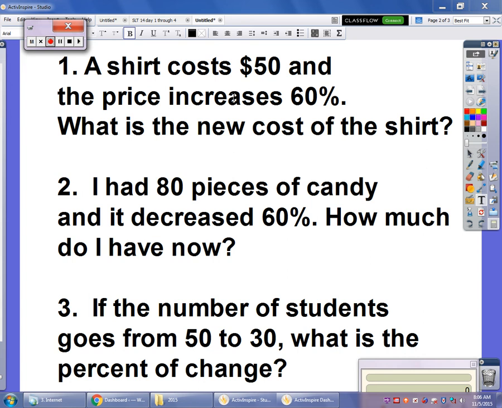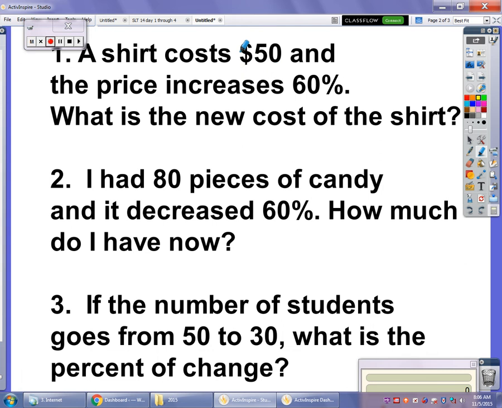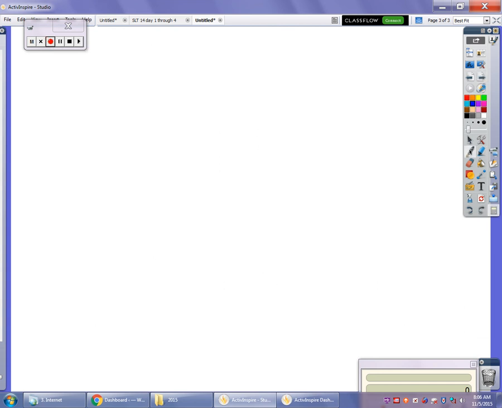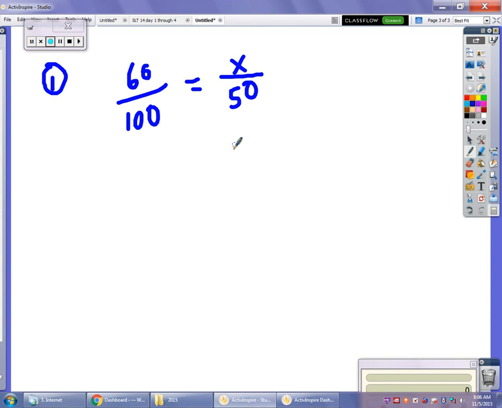All right, for the first one, a shirt costs $50. So this was the initial price of the shirt, and it increased 60%. So before I do anything, I want to find out what is 60% of 50. To find 60% of $50, I'm going to do 60 over 100 for 60% equals x over 50. This is the proportion method. I'm going to cross multiply.